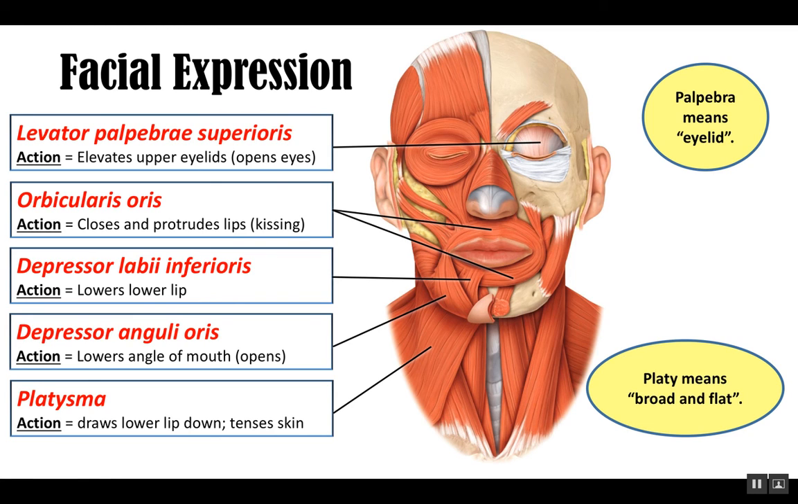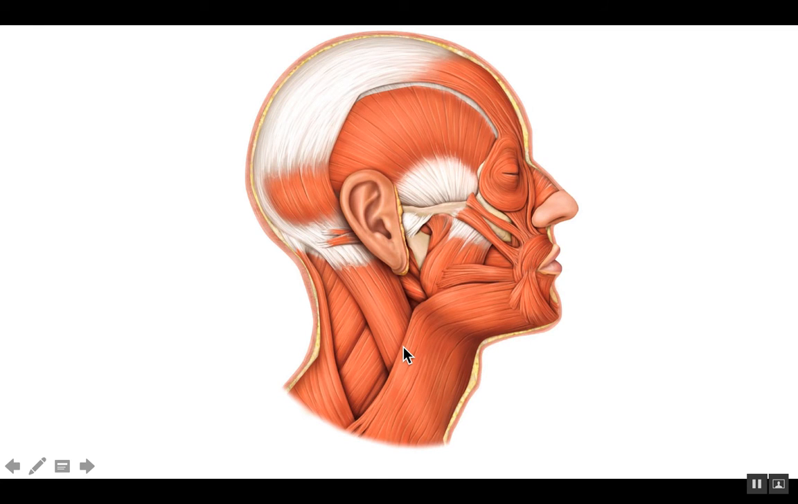often when you're showing that sign of disgust. So if you think about looking at something very, very gross, that facial expression of disgust is often due to that platysma. And platy means broad and flat. So it's a very broad and flat muscle. Covers the entire neck. This is a lateral view.